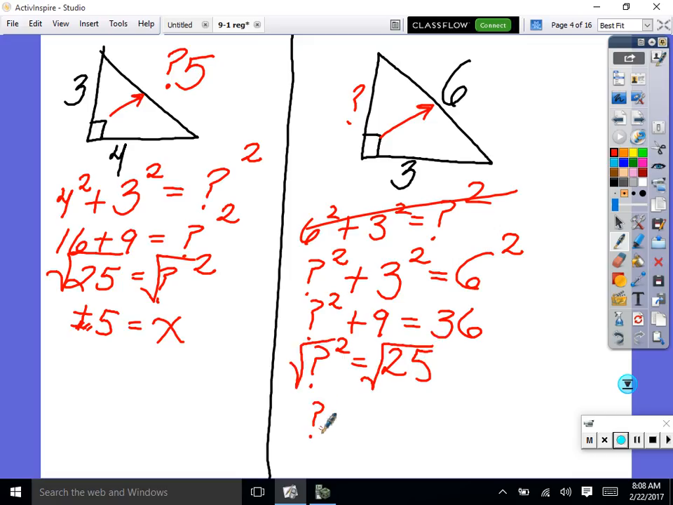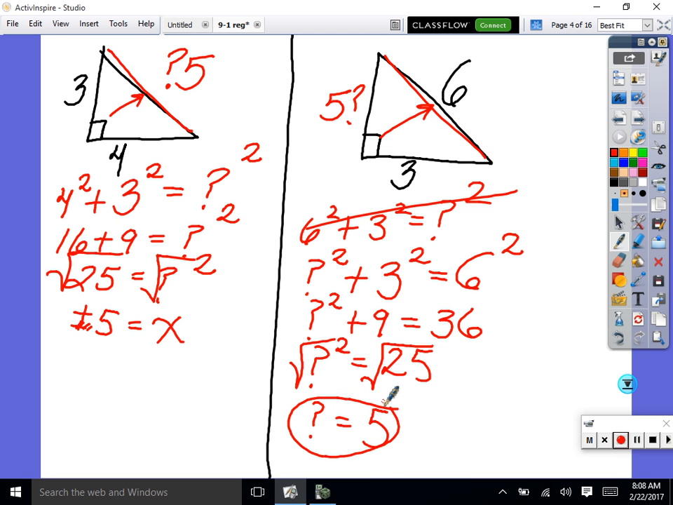And so we would get question mark is equal to 5. Now your answer should make sense here because your hypotenuse should be your longest leg. Look, 5 is the longest leg, 6 is the longest leg. All is well here. Any questions or anything? Okay, awesome.